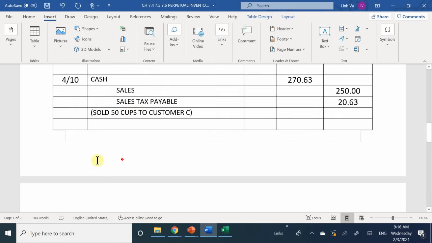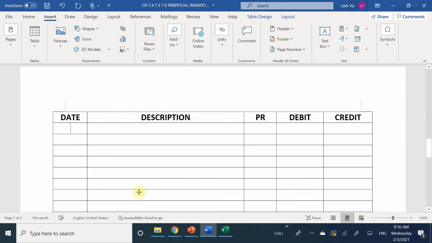All right. Don't forget, we have to also include our cost of goods sold. So what was our cost of goods sold here? $68. Okay, and of course, we're going to update our inventory, which was the cups. All right, we sold 50 of them. Okay.